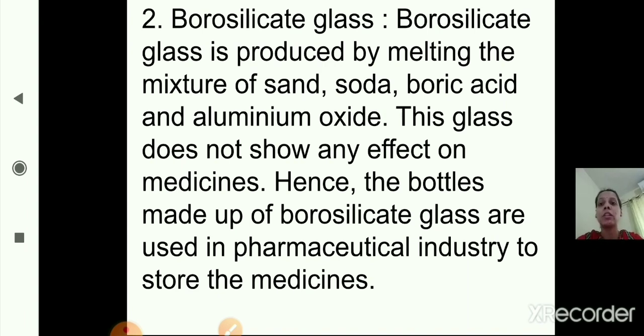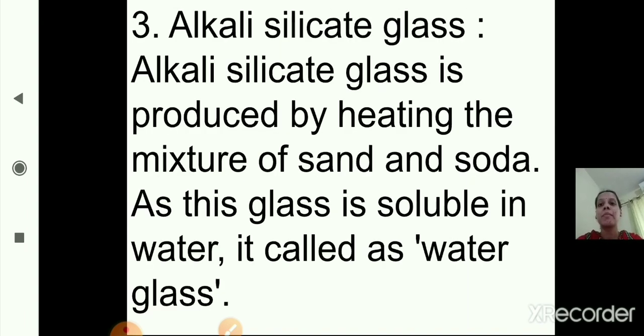Now we'll start with the third type of glass, alkali silicate glass. Alkali silicate glass is produced by heating the mixture of sand and soda. As this glass is soluble in water, it is called water glass.